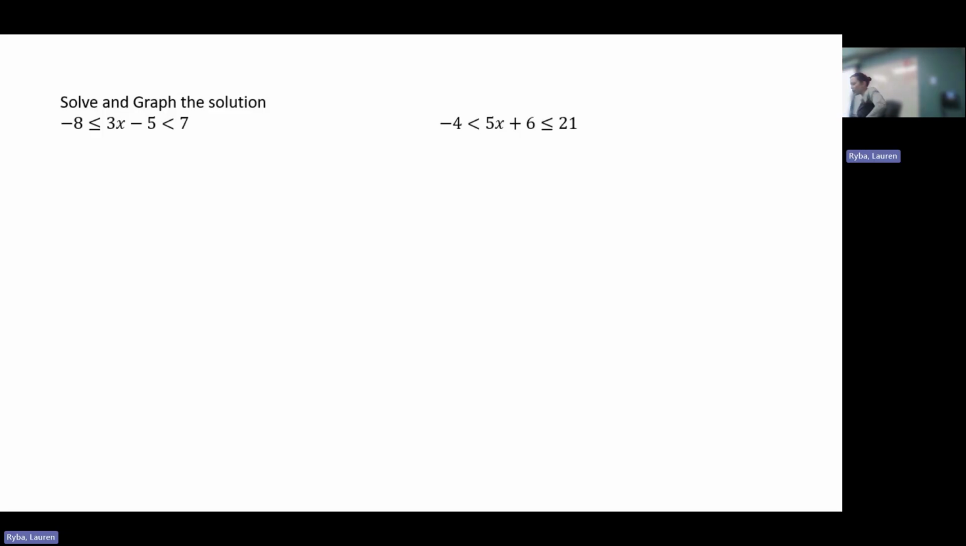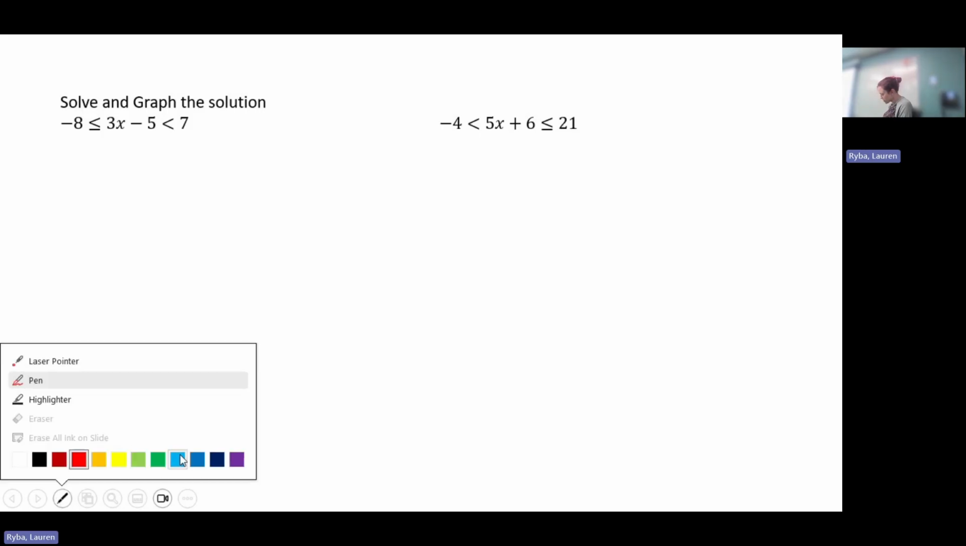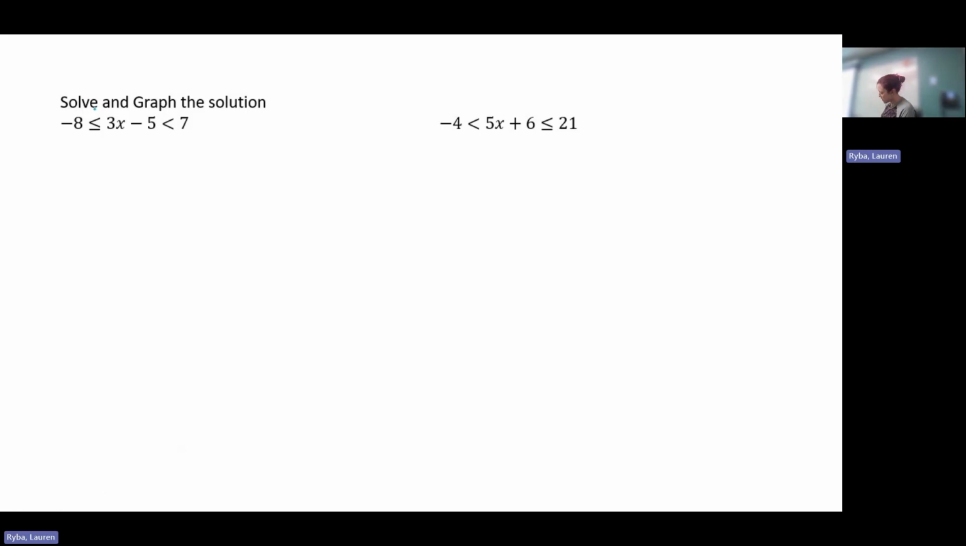We left off with inequalities, and these are now called compound inequalities. So compound inequalities are going to have two symbols, and your x is going to be in the middle there. So we're going to treat them similar to the other ones. It's just that instead of having a left and a right, I now have a left, a middle, and a right. So whatever I do to any one section, I have to do to all three sections. So I have negative 8 less than or equal to 3x minus 5 less than 7.